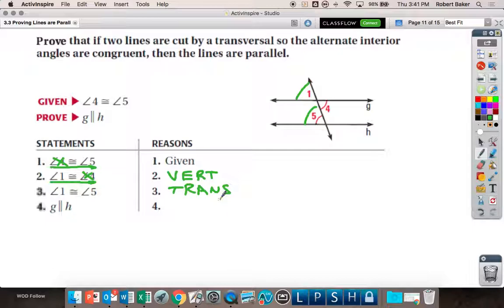Now that we have used Team iPhone Math to prove that angle 1 and angle 5 are congruent, what do we know when corresponding angles are congruent? So why are these lines parallel? Because corresponding angles are congruent.